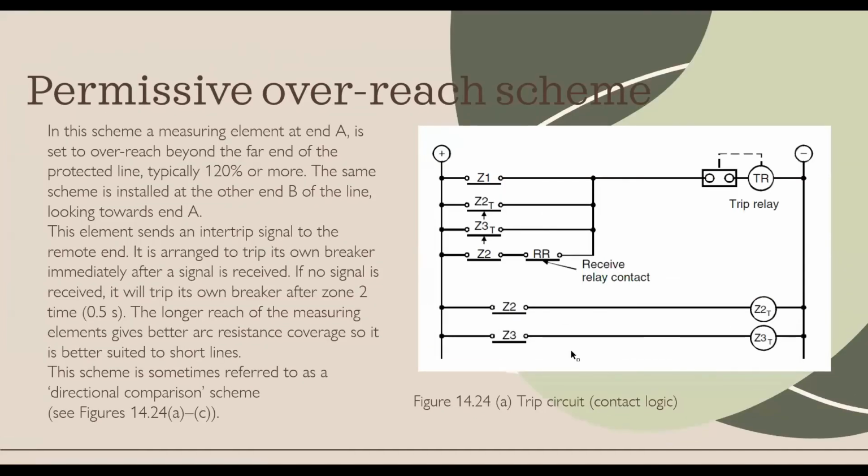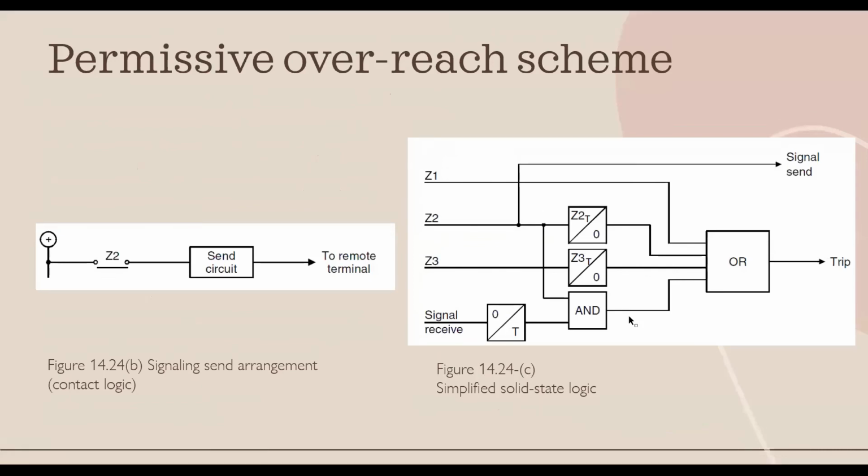Now we have the permissive overreach scheme. In this scheme, a measuring element at end A is set to overreach beyond the far end of the protected line, typically 120% or more. The same scheme is installed at the other end B of the line, looking towards end A. This element sends an inter-trip signal to the remote end. It is arranged to trip its own breaker immediately after the signal is received.